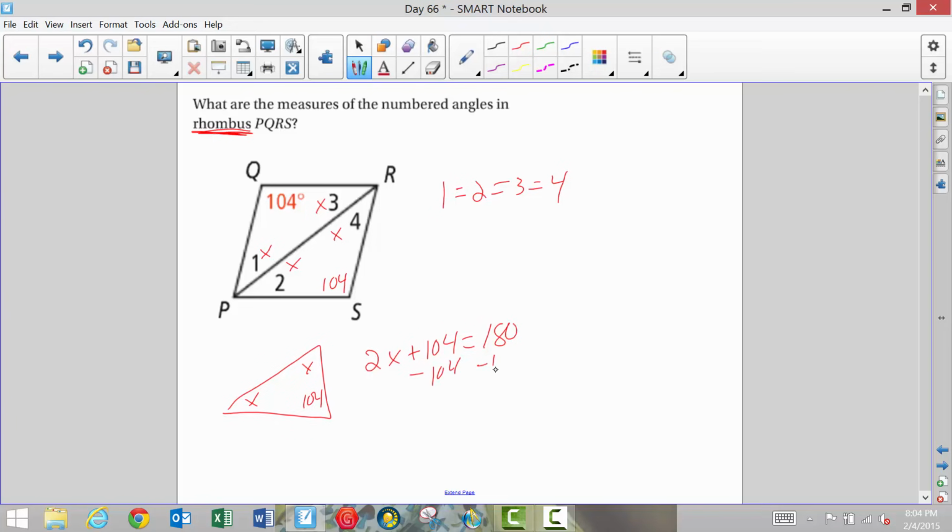Subtract 104. So I have 2x equals, let's fix this so it's correct. It should be 104. So 180 minus 104 is 76. Divide by 2, divide by 2, and I get 38. So x is equal to 38. So therefore, angles 1, 2, 3, and 4, they're all equal to 38.